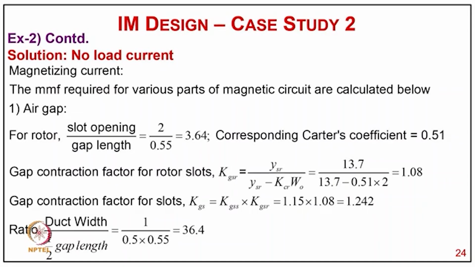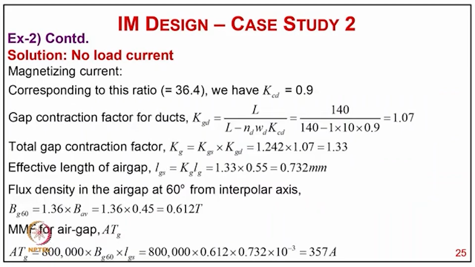So gap contraction for slots comes KGS equal to KGSS into KGSR, so it comes 1.242, and now the ratio of duct width to half the gap length comes 36.4. Corresponding to this ratio of 36.4, we have a Carter coefficient of 0.9, and gap contraction factor for duct KGD comes L upon L minus ND WD KCD, putting values it comes 1.07, and total gap contraction is Kg equal to KGS into KGD, so it comes 1.33. The effective length of air gap LGS equals Kg into LG, so it comes around 0.732 millimeter.